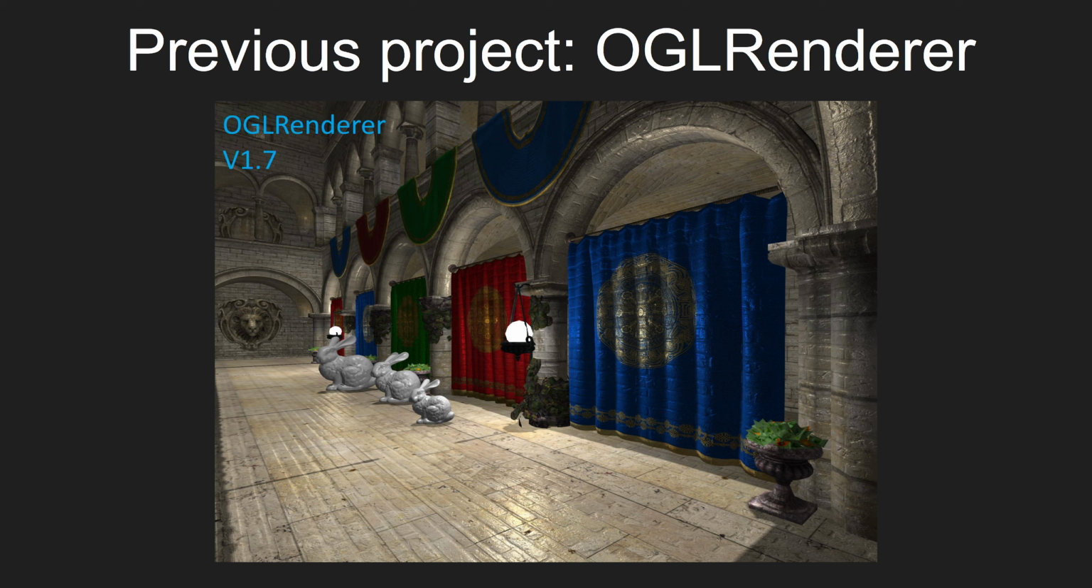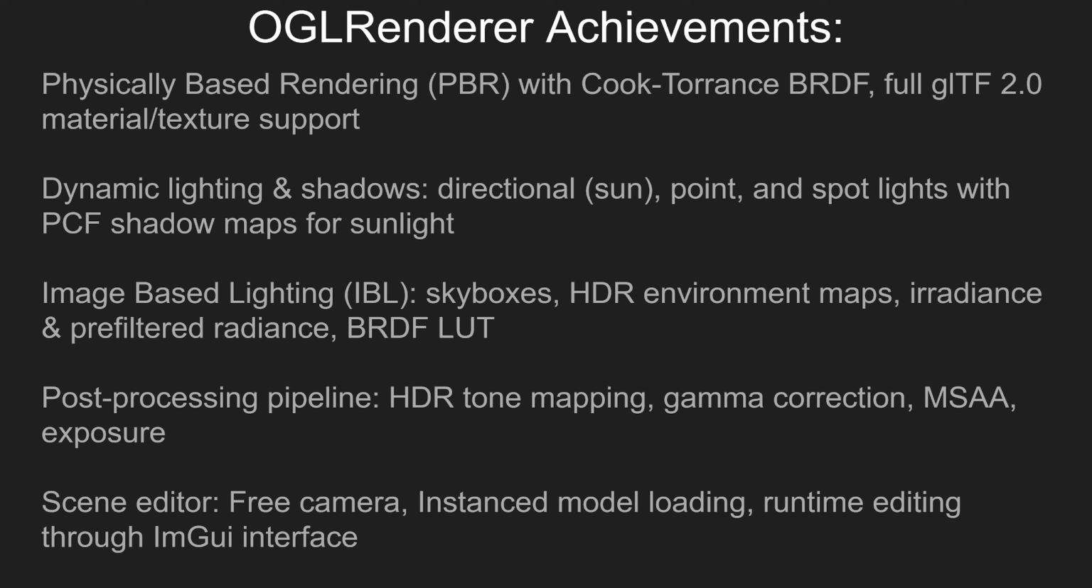And as you can see, I got pretty far with this project. I implemented quite a lot of rendering techniques, and I was pretty happy with it overall. So here's a quick breakdown of the main things I accomplished with this project. I had physically based rendering, image-based lighting, dynamic lighting and shadows, and a post-processing pipeline, as well as a scene editor where you can move around, add models, and change everything at runtime using ImGui.